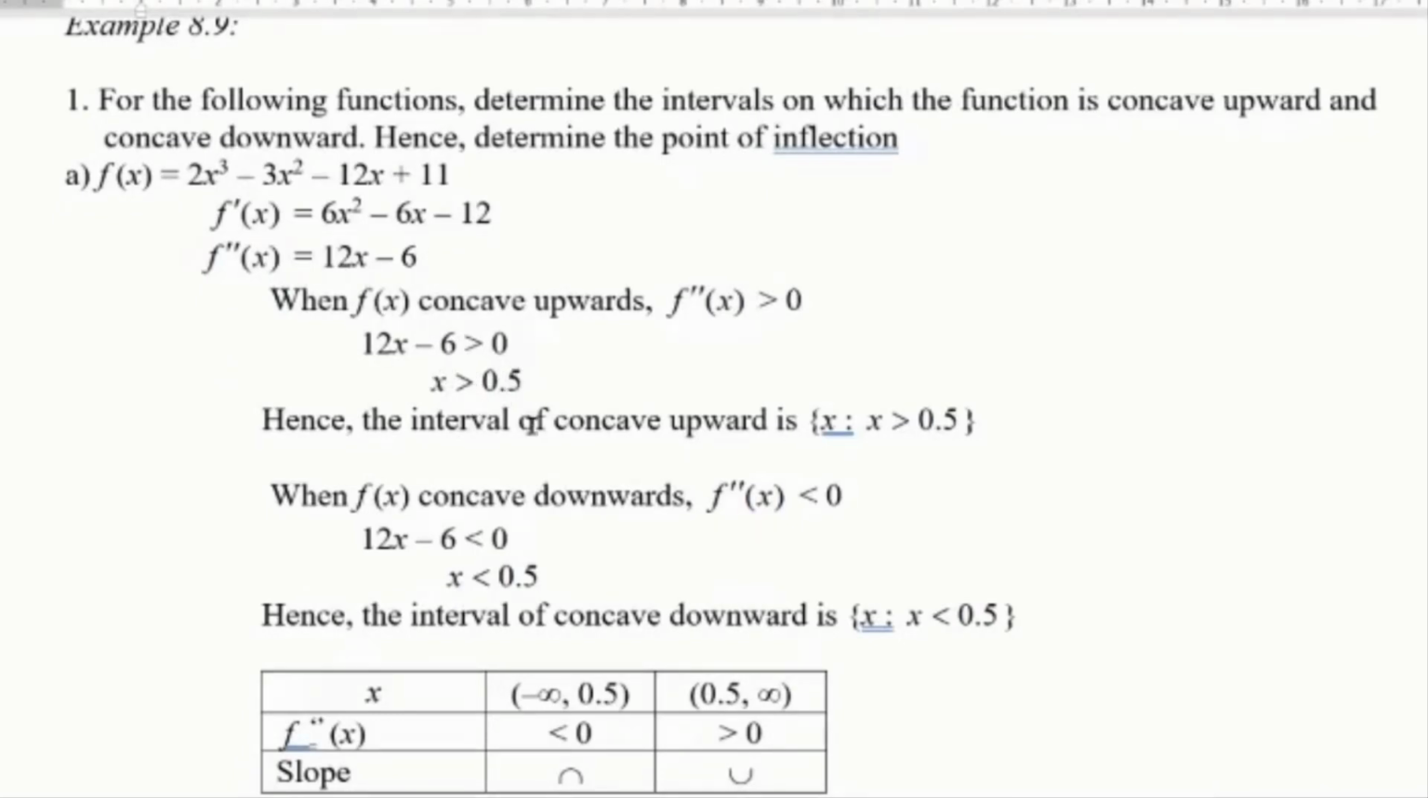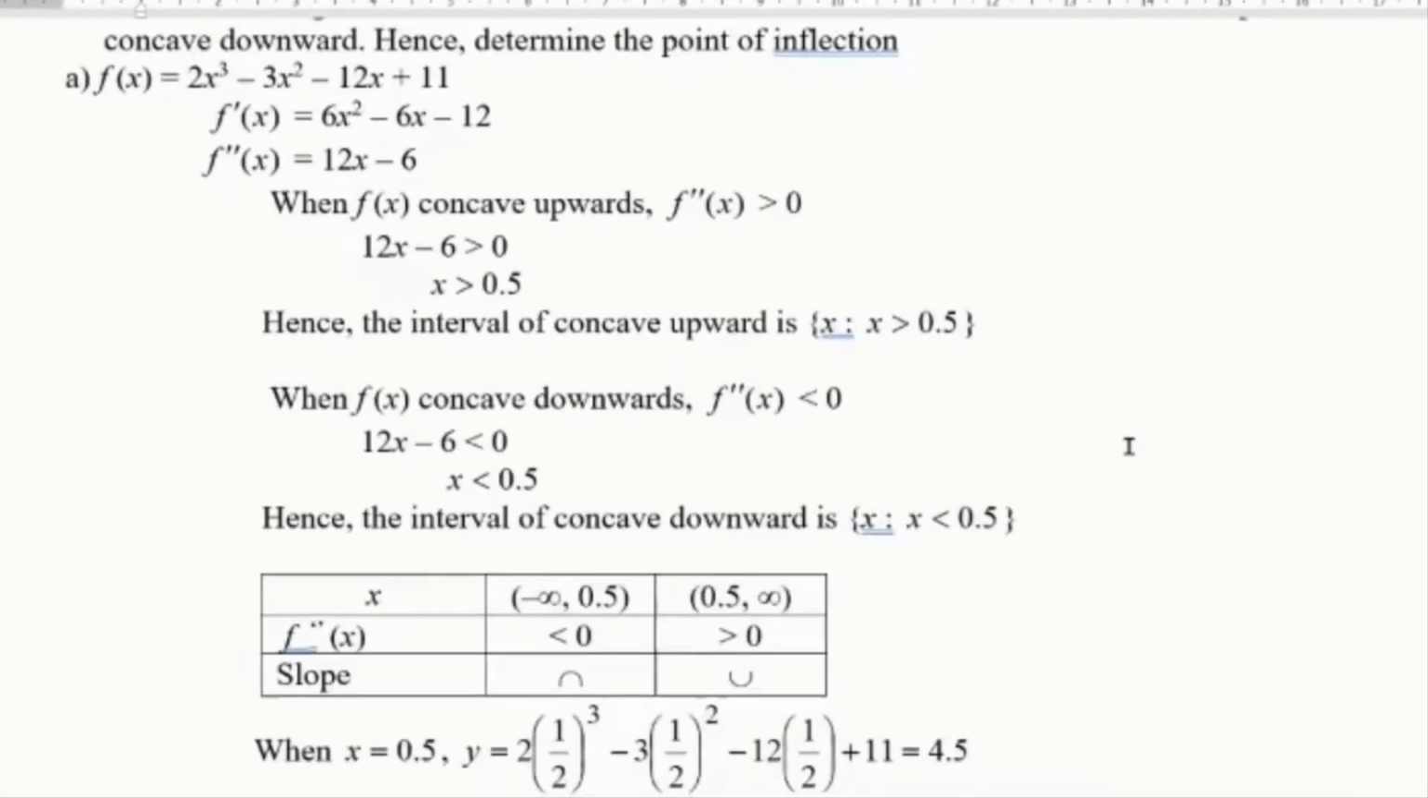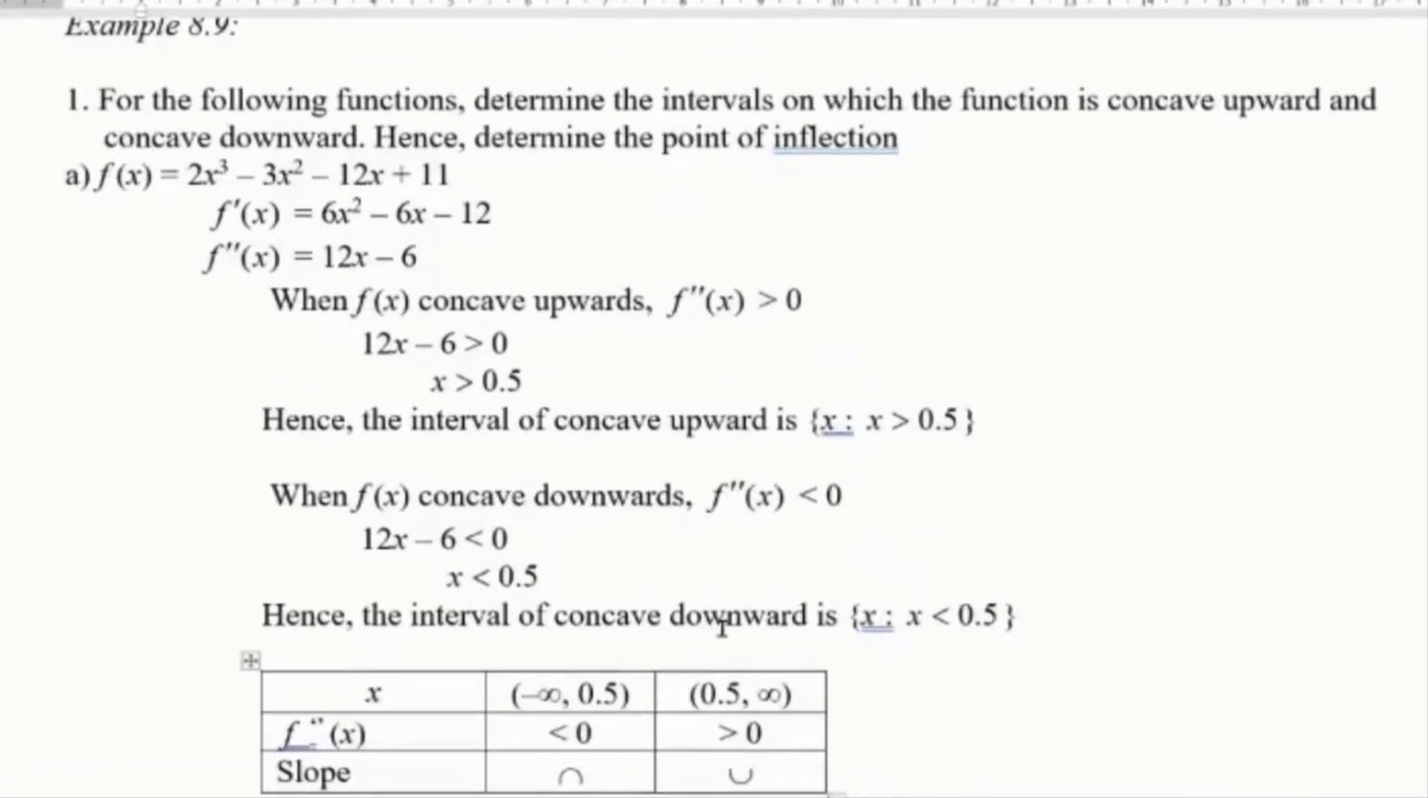So means here you give, then you give conclusion. Yeah. So therefore the interval of concave upward is this one. Okay. Then for concave downward also the same thing. You have to rewrite the working step. So when f double prime of x, concave downward, this one is less than 0, we calculate x less than 0.5, then the interval is this one. Then there's no problem.